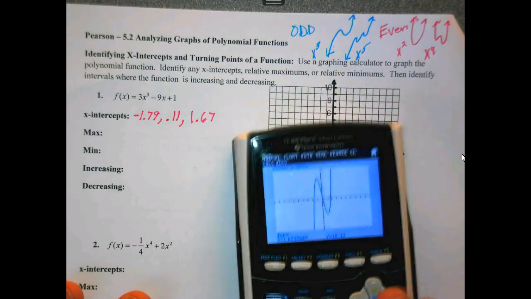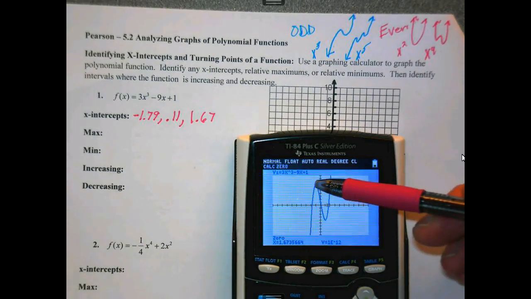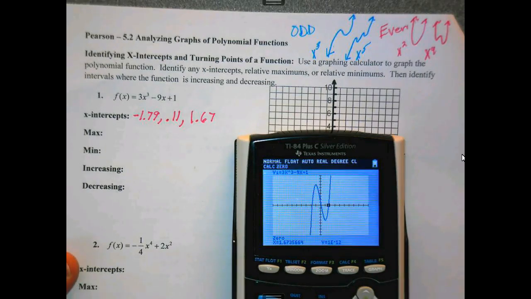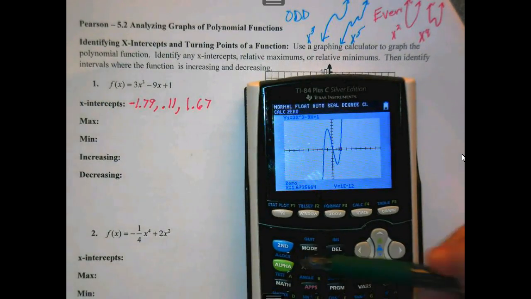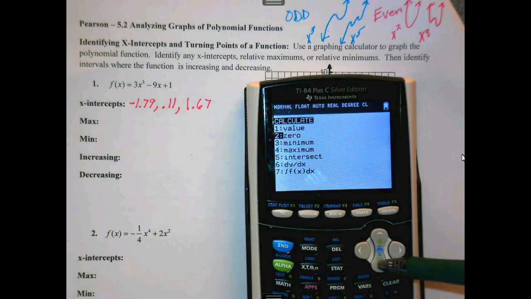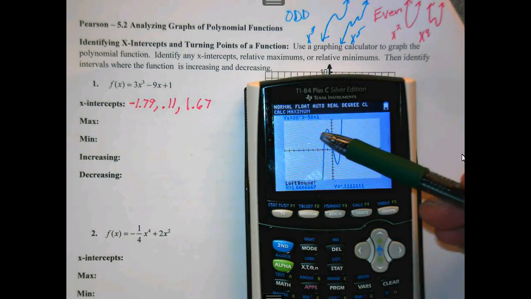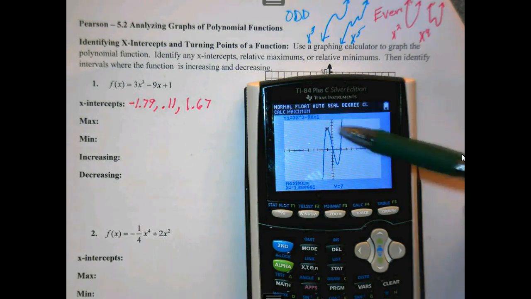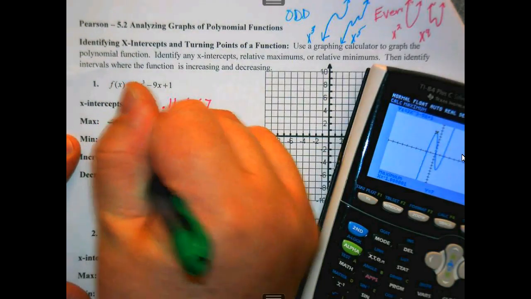All right, then I've got to find its relative max and min. That's the relative max, and obviously that's my relative min. So I need to find where those are. For my relative max, go back to your second button, second trace. I'm going to find the maximum, so I'm going to hit number 4, max. I need to get my cursor to the left of there for the left bound. Hit enter. Need my right bound. Hit enter, and then hit enter again, and my max is at -1, 7.